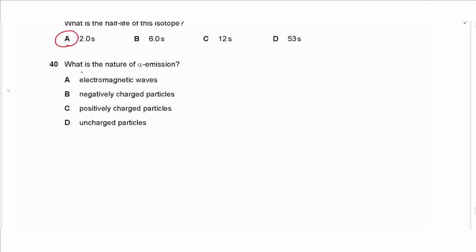Question 40 says, what is the nature of alpha emissions? Is it an electromagnetic wave? No. It is a negatively charged particle? No. It is positively charged? Yes, because it has 2 protons and 2 neutrons. Uncharged? No, because of the protons. So the answer is C.